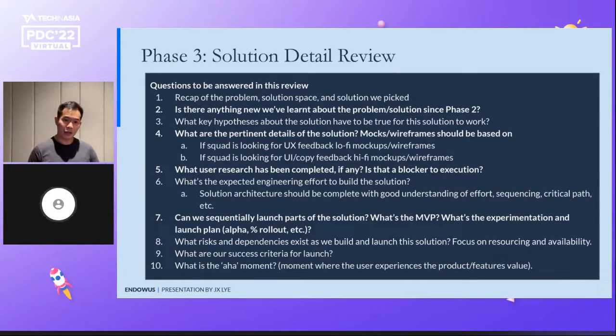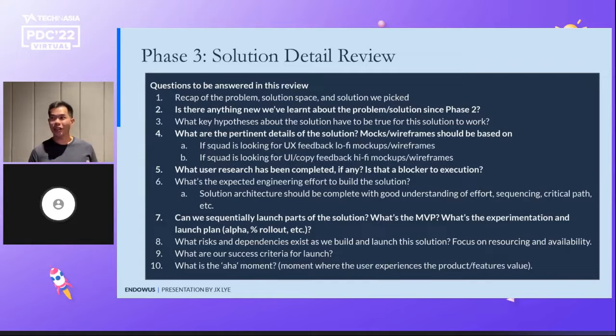So it is at this point in time where the most work is required, because the entire product, engineering and designers need to come together. And other than going through the recap and saying anything new that I went through before, I think you need to really get down to the details of the solution that would help people grok and get a sense of it. So if you're looking for just UX feedback from the review, then it can be lo-fi mockups, right? But if you really want very detailed feedback, then it needs to be wireframes, or UI that has been more thought through. A really important question to ask at this point in time is, is user research needed or completed? And is it a blocker to execution?